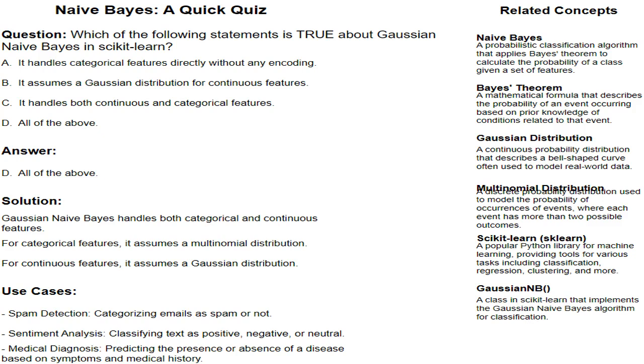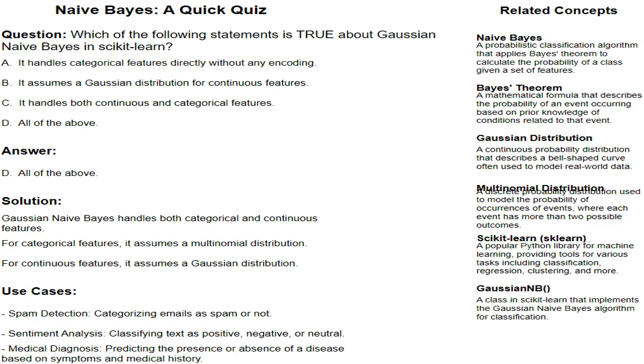True. D. All of the above. Correct. Since options B and C are true, option D is also true. All the statements A, B, and C are true in the context of Gaussian naive Bayes in scikit-learn. Therefore, option D, all of the above, is the correct answer.